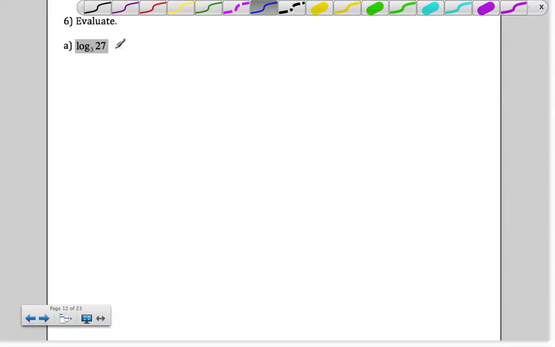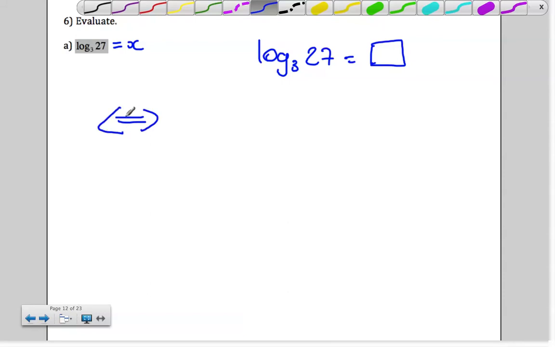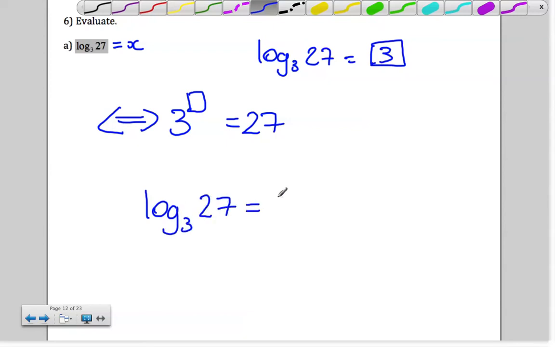And this time they're asking me to evaluate, so some of you like to put an X there, others of you like to put a box, others of you like to just leave it blank. So I'm going to do if and only if, and I'm going to think what goes there, the base. The bit that I don't know is this, I'm going to use the box, equals 27. So I need to raise 3 to the power 3 to get 27. So that's the answer. Log base 3 of 27 equals 3, because 3 to the 3 equals 27.